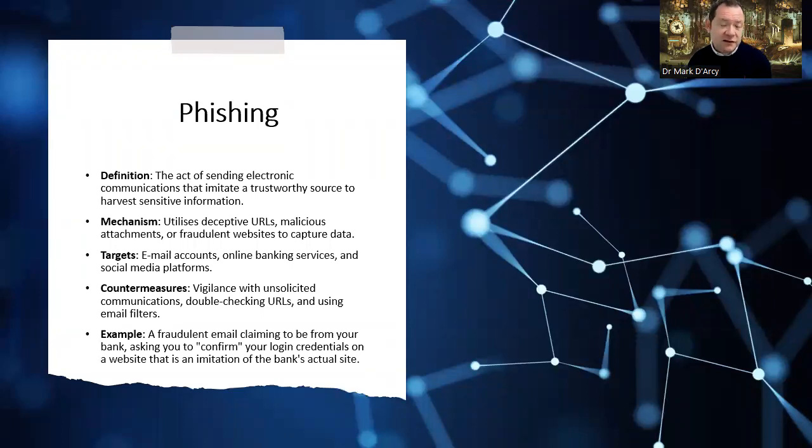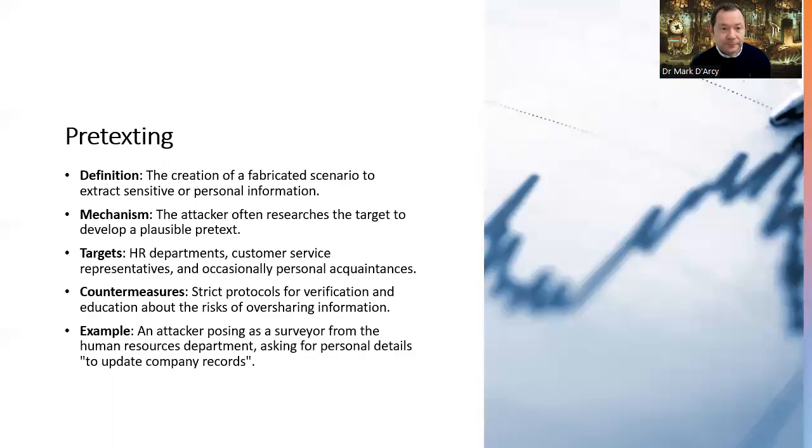Phishing, generally, already discussed this, but this is basically the act of sending electronic communications that imitate a trustworthy source to harvest sensitive information, utilizing deceptive URLs, malicious attachments, fraudulent websites to capture data. Email accounts are a common target, online banking services, and social media platforms like Twitter. Or I should say X now, I suppose. Twitter was a better name. Example: a fraudulent email claiming to be from your bank, asking you to confirm your login credentials on a website that is an imitation of the bank's actual site.